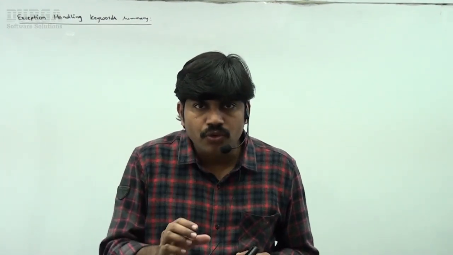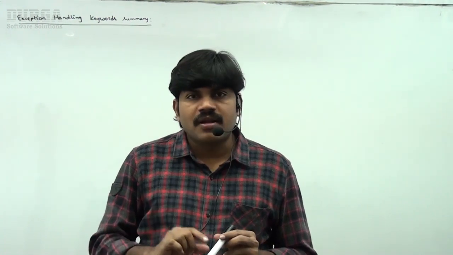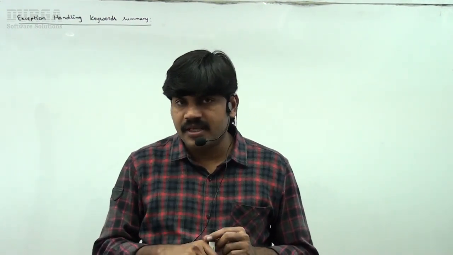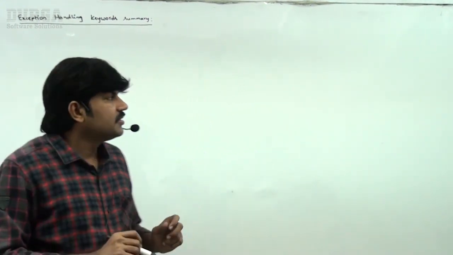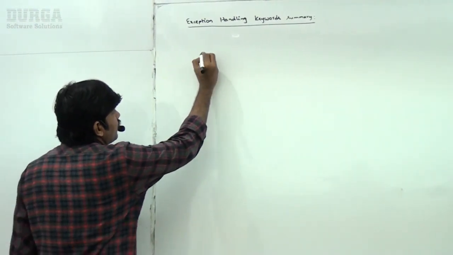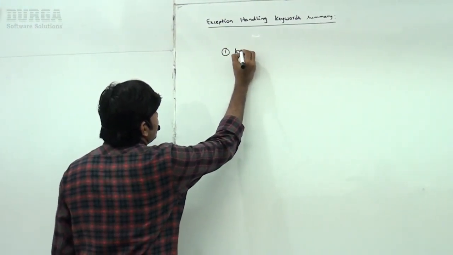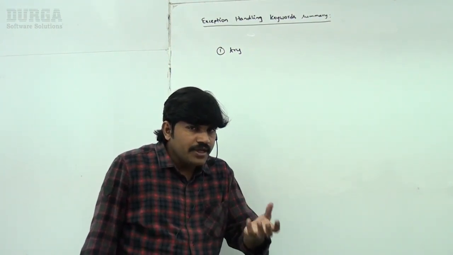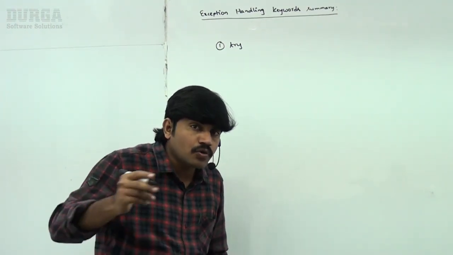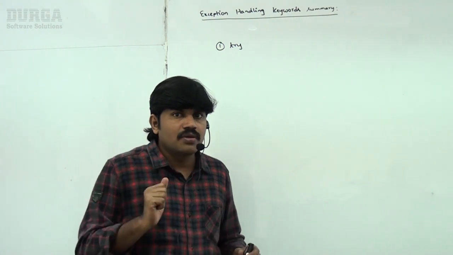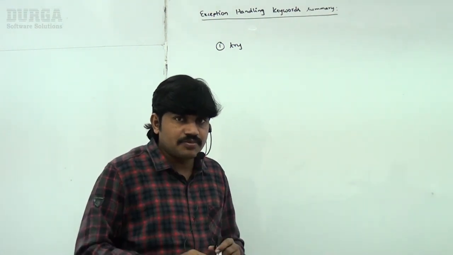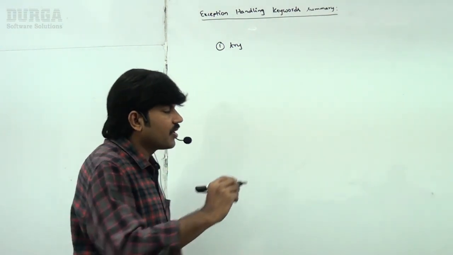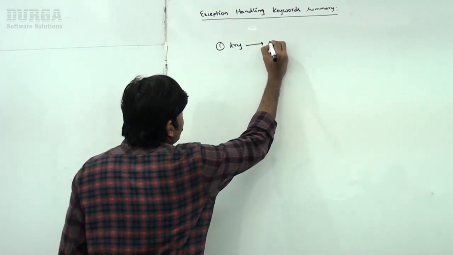Sir, in the last videos, we covered very clearly what the throws keyword is. Now let me summarize the exception handling keywords. The first keyword we discussed is try. Inside a try block, what code do we have to write? Risky code. The code which may raise an exception is called risky code. Risky code we have to take inside a try block.